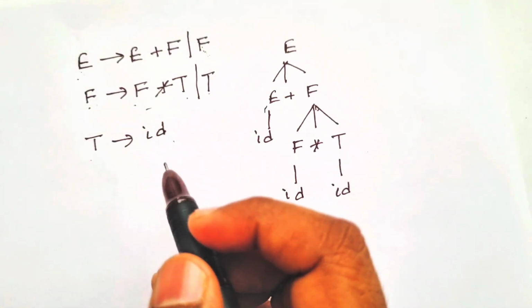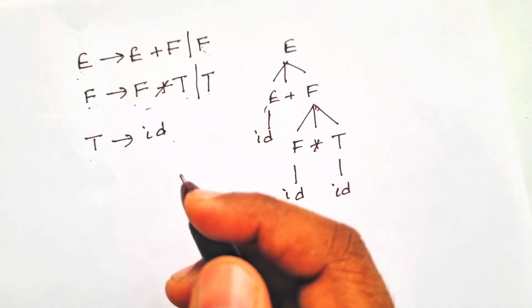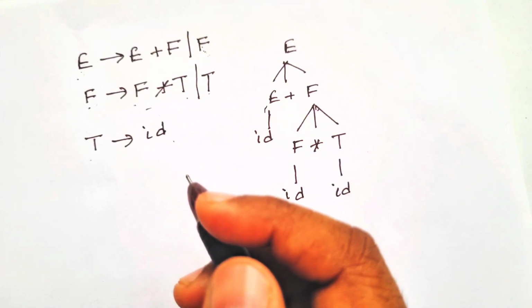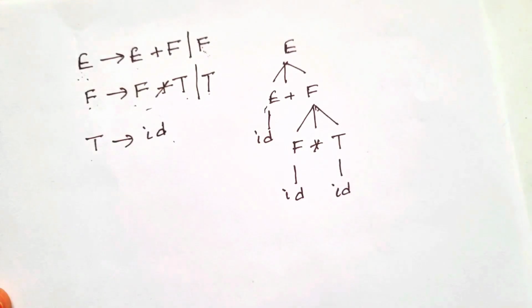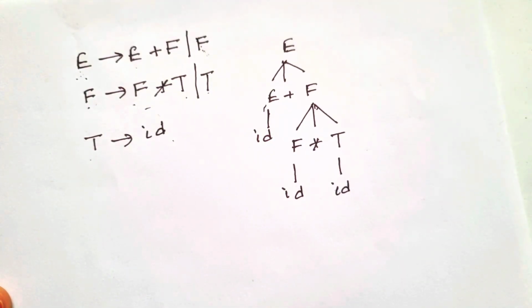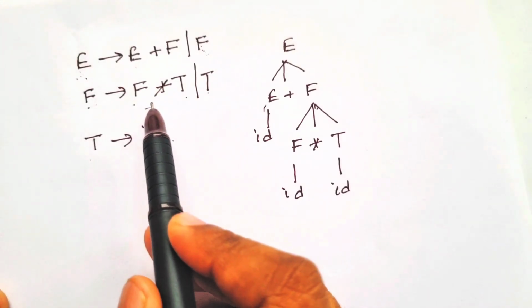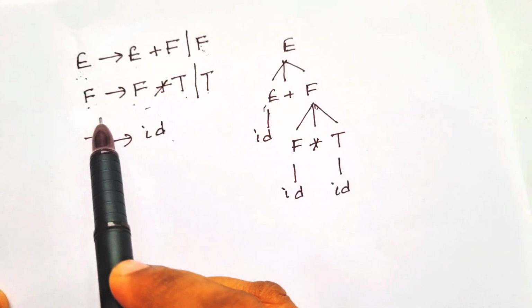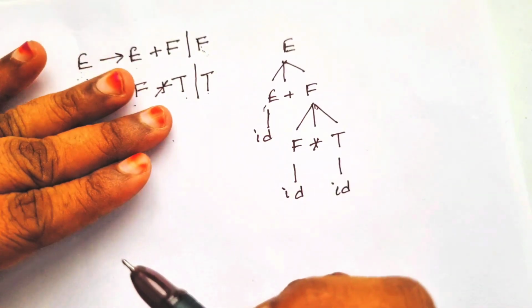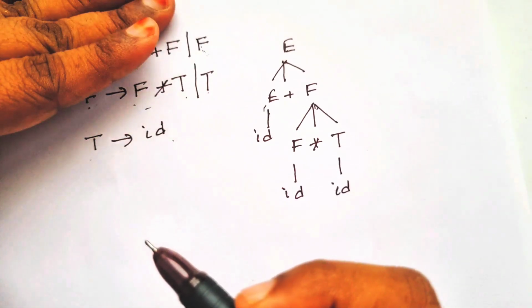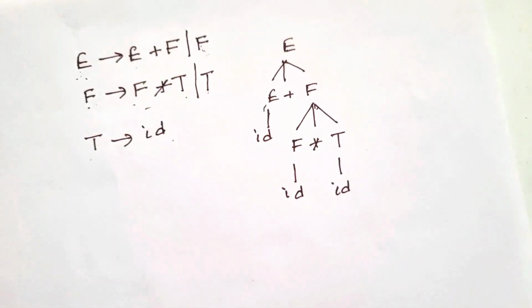Here you need to remember two things again. First one is associativity and then precedence. If the operator is left associative, it must be left recursive. If the operator is right associative, it must have right recursion. And then coming to precedence, whichever operation has higher precedence must come at the lower level in the production rules. Star is at the lower level and plus is at the higher level. This is how to remove the ambiguity in this grammar.